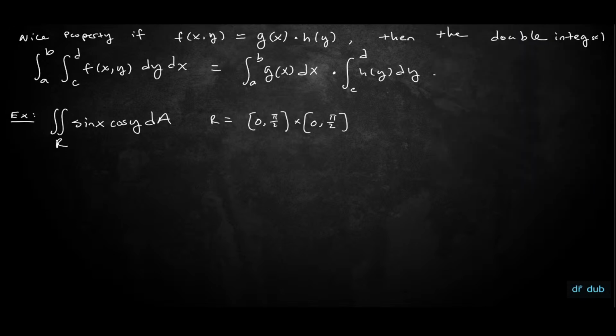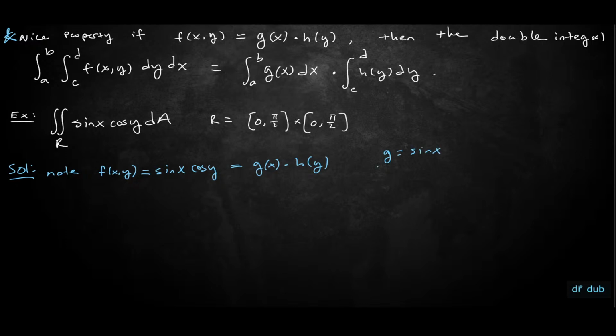So evaluate this double integral. And to do it, we can just use this property. So note f of x y equals sine x cosine y is of the form g of x times h of y. And g of x is sine x, h of y is cosine of y.